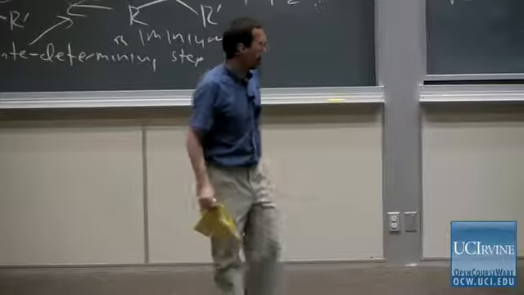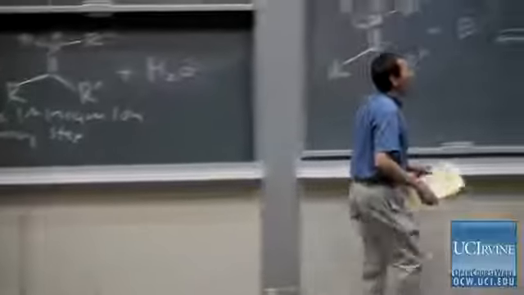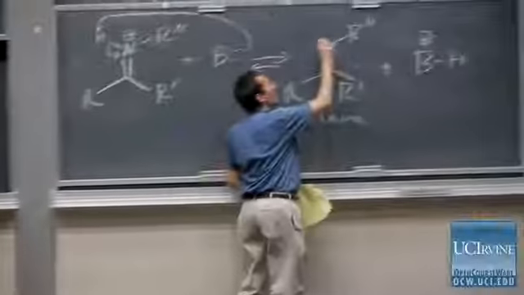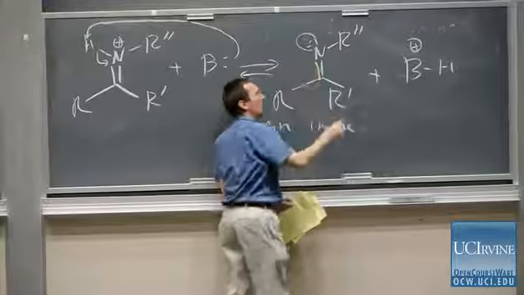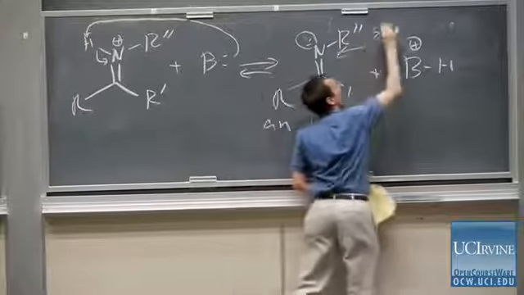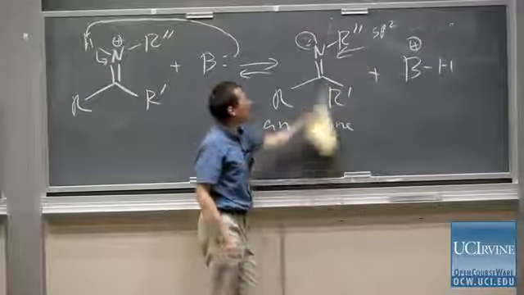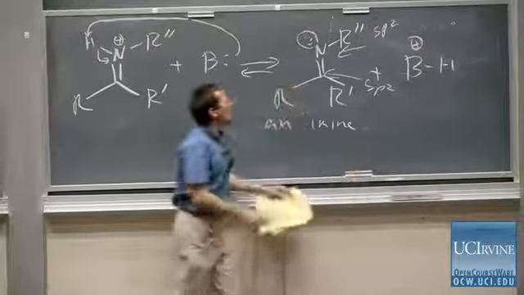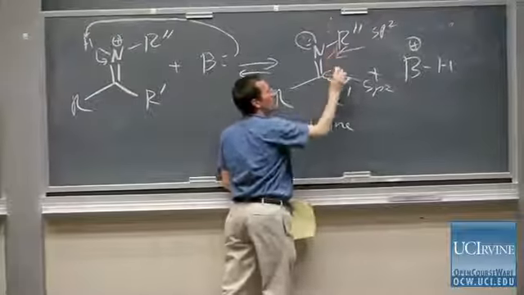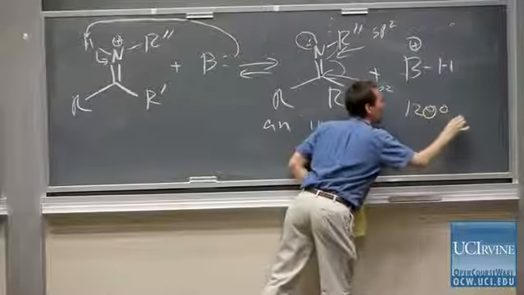Yeah, will the R double prime be at a 180-degree angle with a double bond, or does it lean towards...? Okay, so remember, this nitrogen is sp2 hybridized, and I thank you for my lone pair. This carbon is sp2 hybridized. And so you have a 120-degree angle here and a 120-degree angle here.